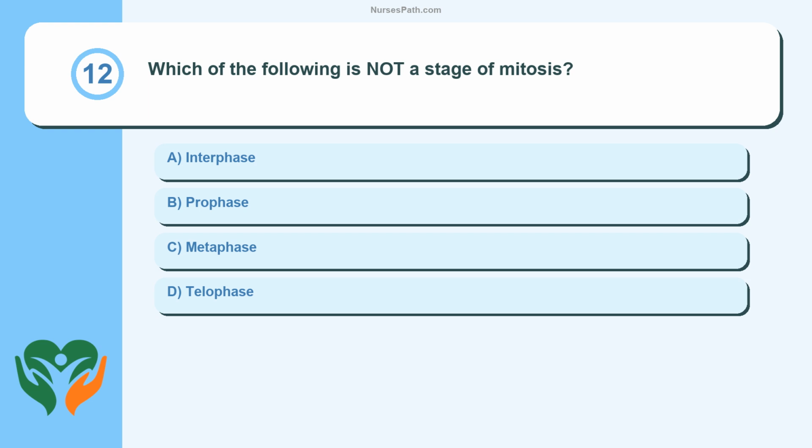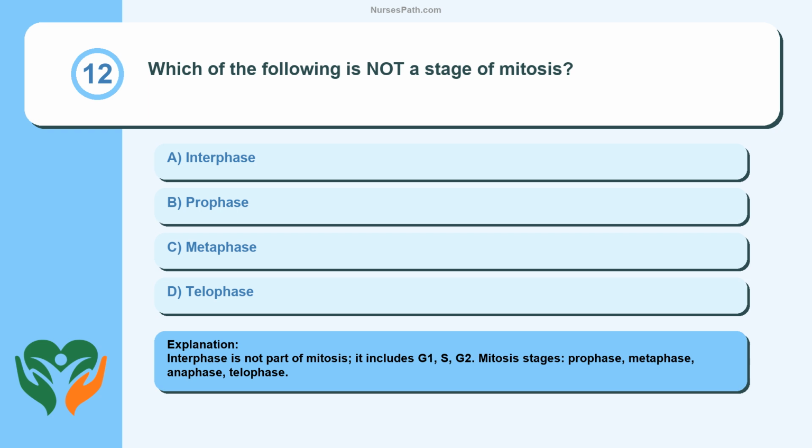Question 12. Which of the following is not a stage of mitosis? Interphase. Prophase. Metaphase. Telophase. Interphase is not part of mitosis; it includes G1, S, and G2. The stages of mitosis are prophase, metaphase, anaphase, and telophase.